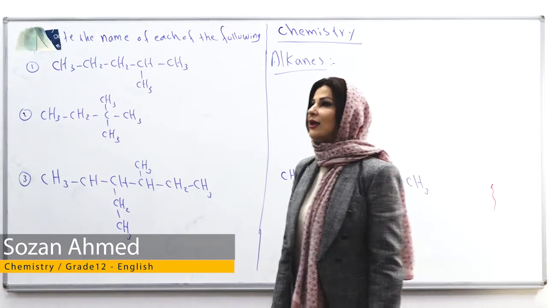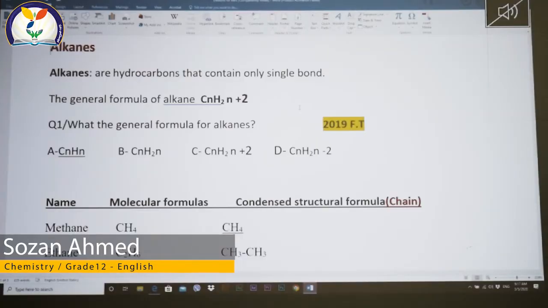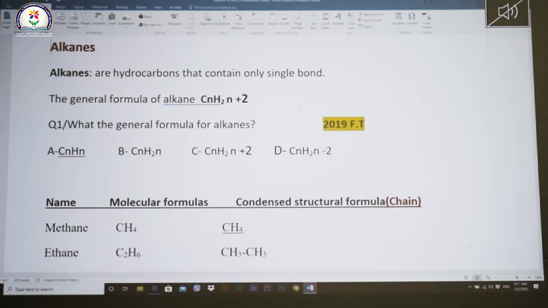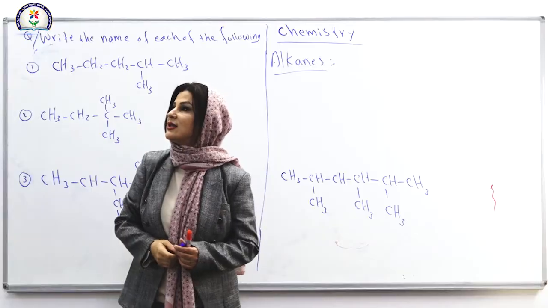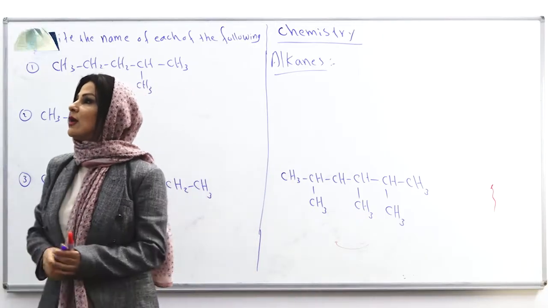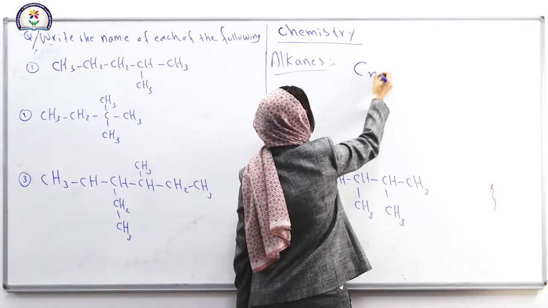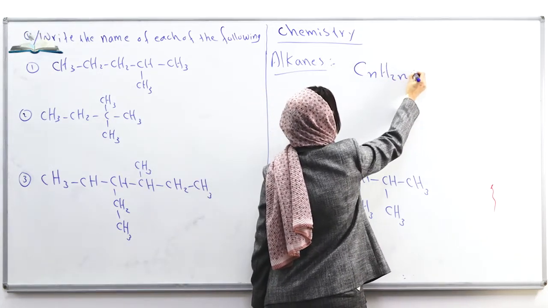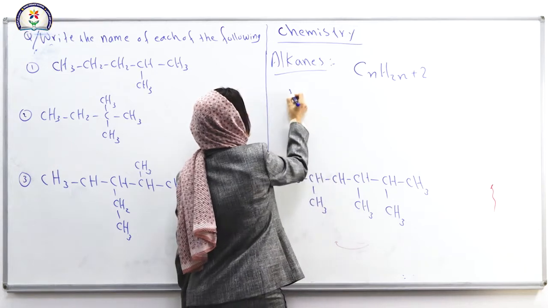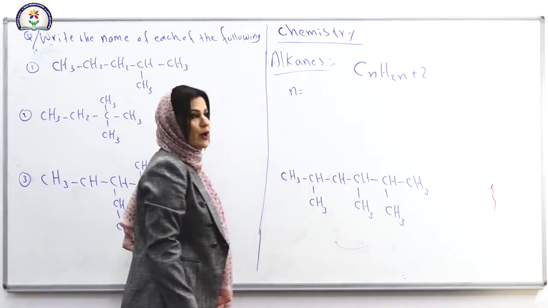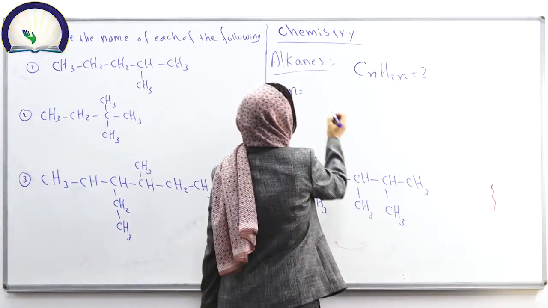Alkanes. Alkanes are hydrocarbon compounds that contain only single bonds. You have to know the general formula for alkanes: CnH2n+2. N means the number of carbon atoms.